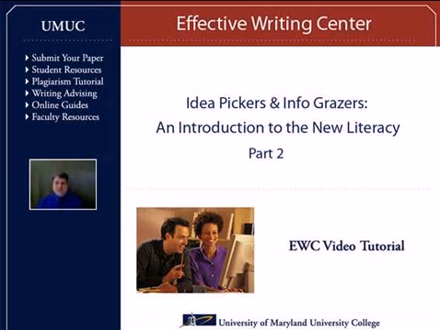In Part 1 of this presentation, you were introduced to the major features of the new literacy spoken by all good infograzers and idea pickers. You also learned the grammar of this new literacy: visual space, visual progression, and visual differentiation. In Part 2, today you will learn to apply visual space, progression, and differentiation to your own writing so that you may remain in good standing as an idea picker and infograzer.